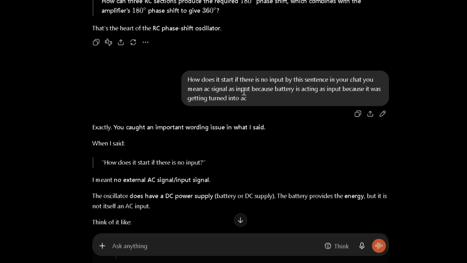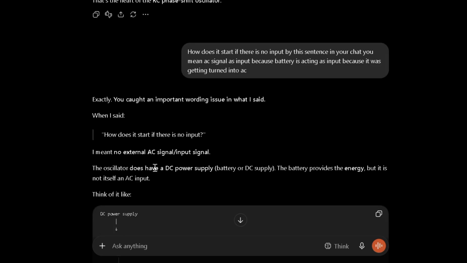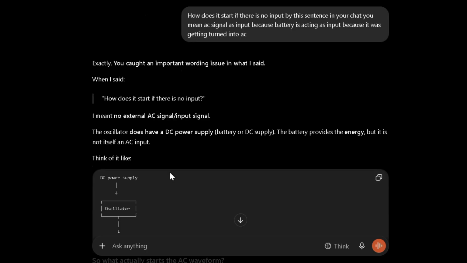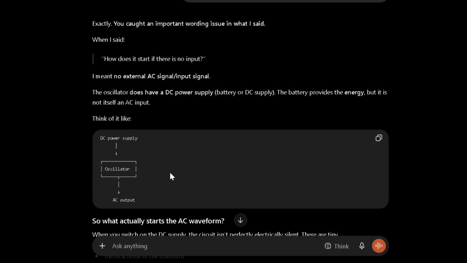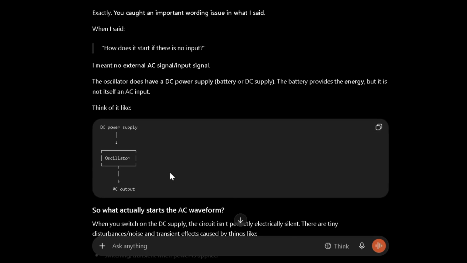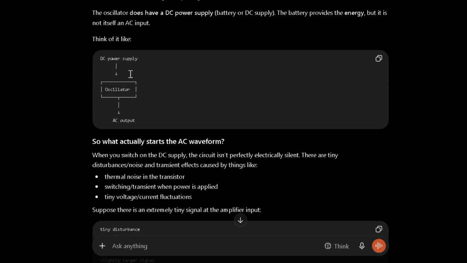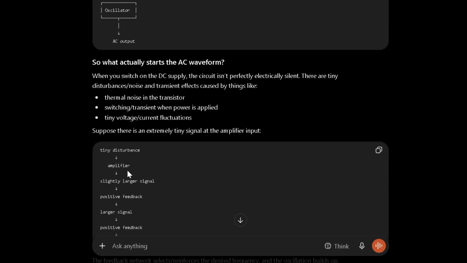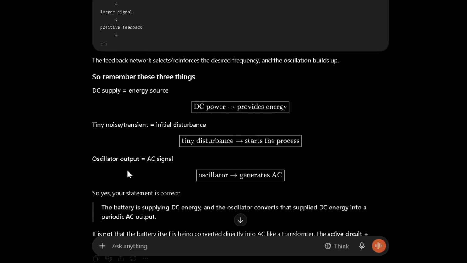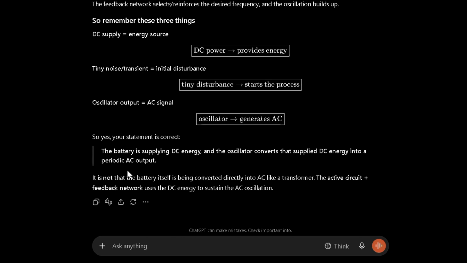So I asked the doubt. It said there is no input, so I thought it is a DC power supply. Then why does it have no input? It means no signal, what it is saying is no AC signal for oscillators. The DC power supply and the noise create the AC output.